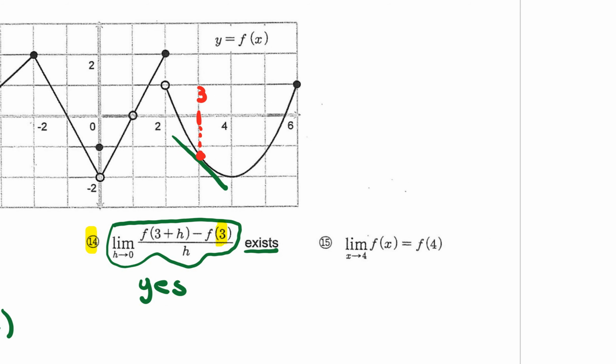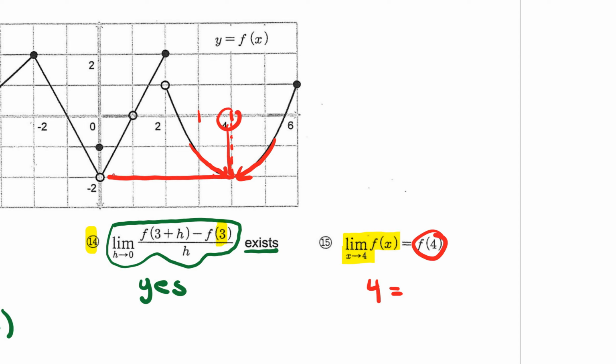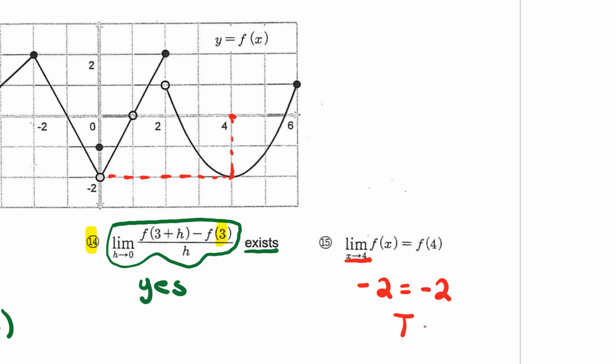Okay, and then for question number 15, we have another limit statement: the limit as x approaches 4 equals f of 4. Here's 4. If I go straight down, the left-hand limit and the right-hand limit both reach a height of 4. And then what is f of 4? Well, f of 4 is just the height, which is going to be, whoops, sorry. Let me redo that again. I just kind of botched that here. So as x approaches 4, the height that we have is -2, right? So this limit's going to be -2. And it turns out that f of 4 is also going to be -2. So this statement is true.